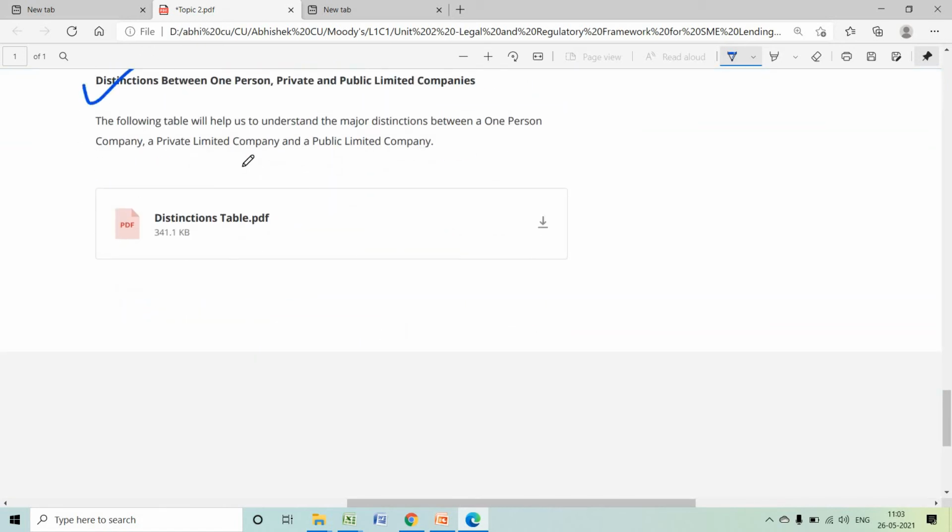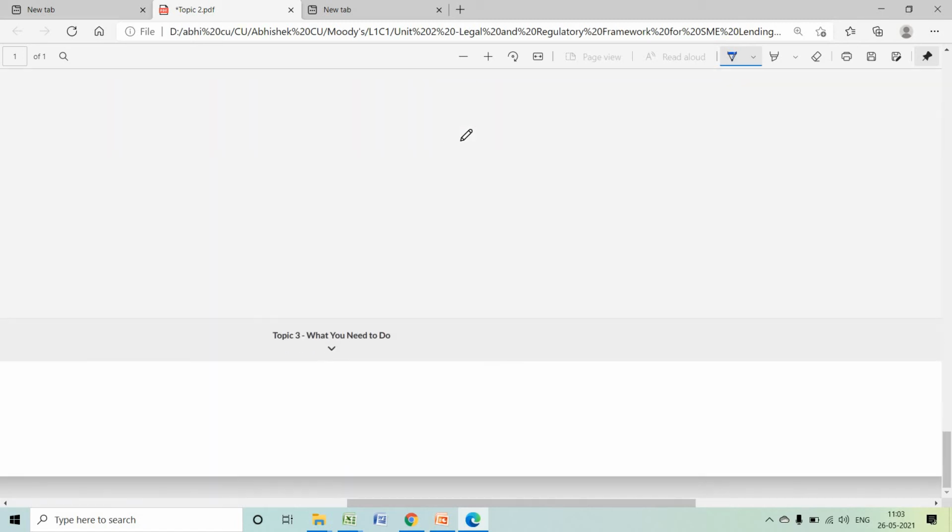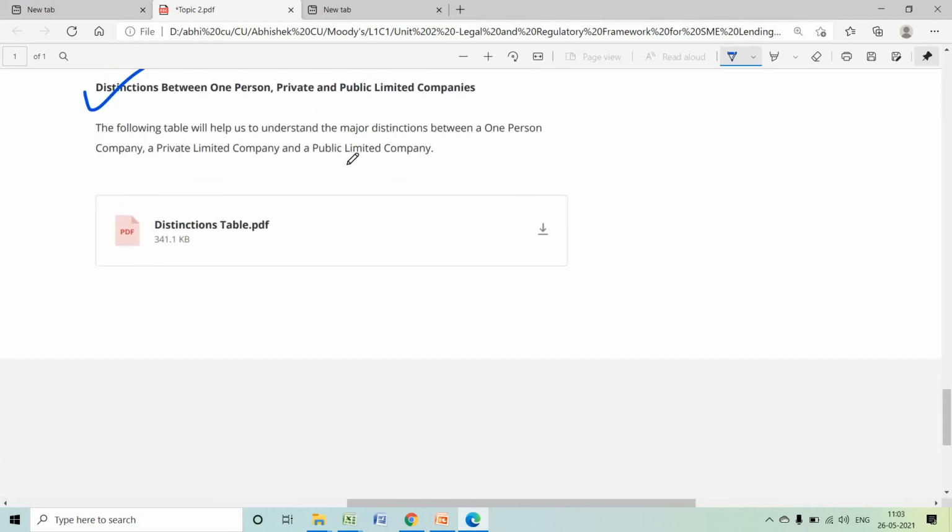So there is a distinction between one person company, private company, and public limited companies. The following table will help us to understand the major distinctions, right? And you can download this table and understand it. The basic difference is that one person company is a newly introduced version of a company in the Companies Act 2013, where even one person can form a company. Private limited companies have a limited number of members and shareholders, and a public limited company is a company where there are an unlimited number of shareholders. So this is the difference between one person company, private limited company, and public limited company.